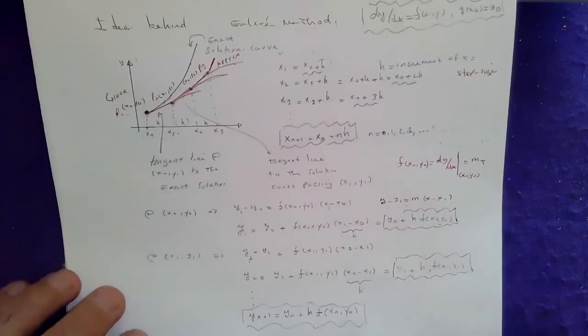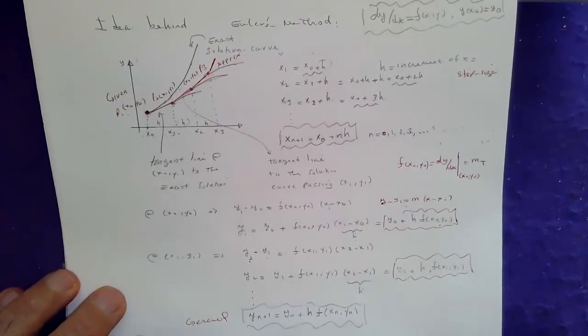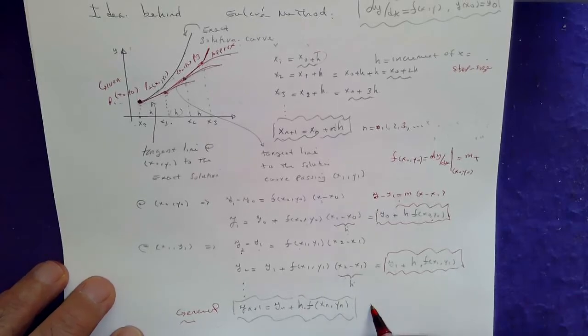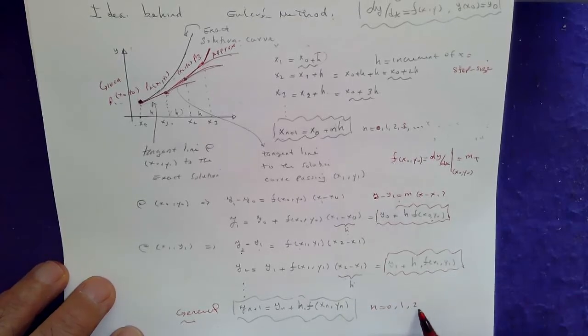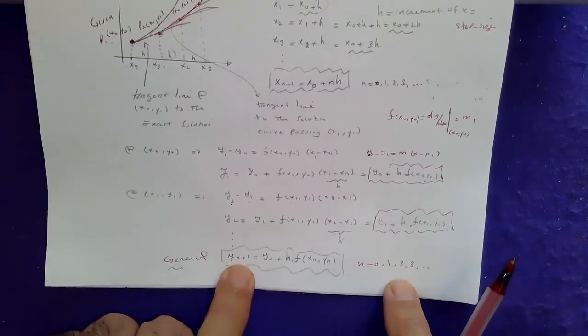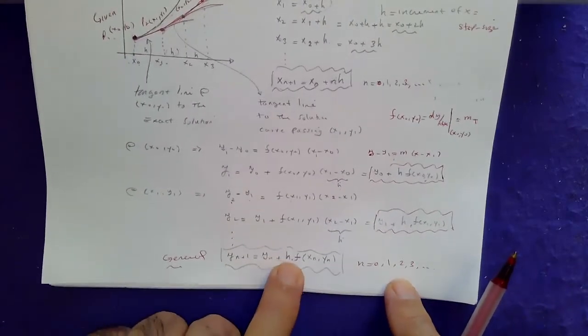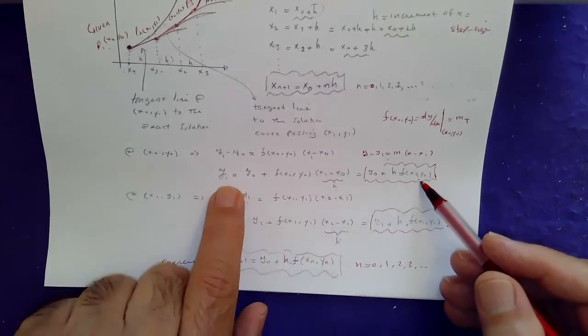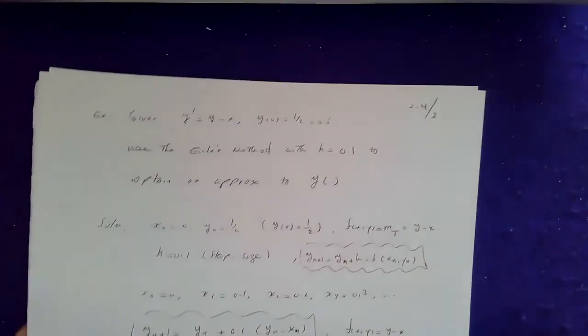x1, y1. So in general, here is a general formula. We have y sub n plus 1 equals y sub n plus h times f of xn, yn. And n goes from what? It takes all whole numbers, like 0, 1, 2, 3, and so on. Like when n is 0, I get y1 equals y0 plus h times f of x0, y0, and that's how you find y1, okay? So with that in mind, let's try this problem.